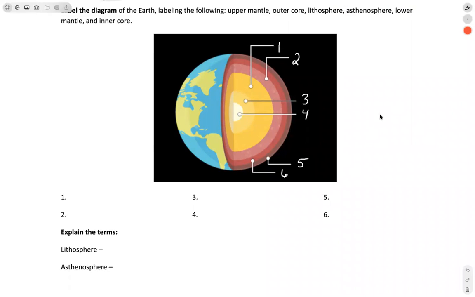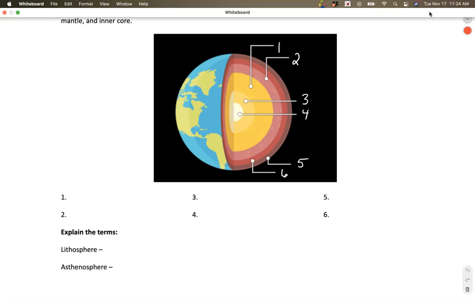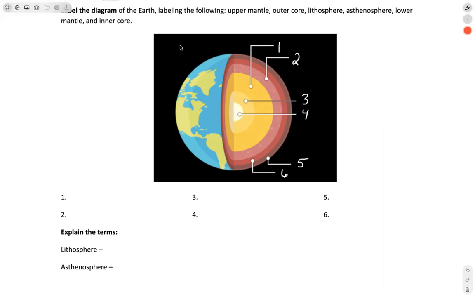All right, so looking at the top part of the worksheet, it has a section for us to label the diagram, and it gives us 6 different terms and places to label. So if we were going to start on this diagram, look at the center part, labeled number 4. Does anybody know what we would call this? Number 4 right here. Yes. So number 4 is our inner core.